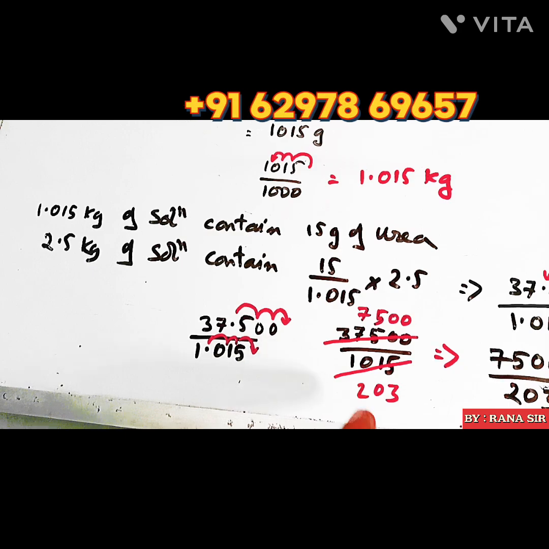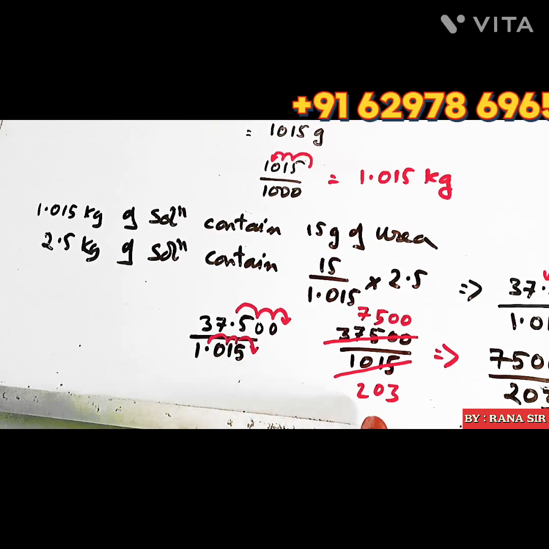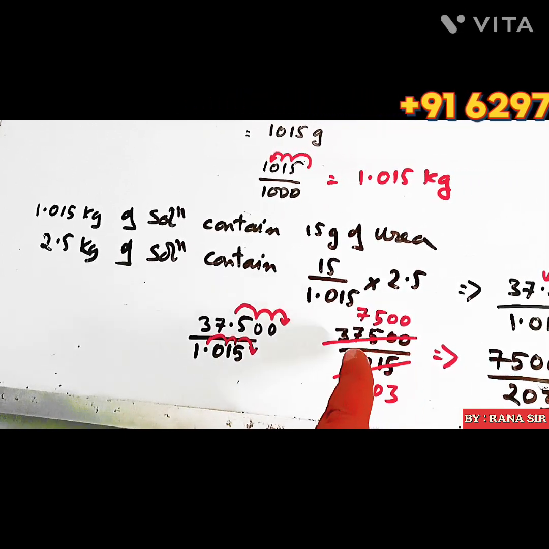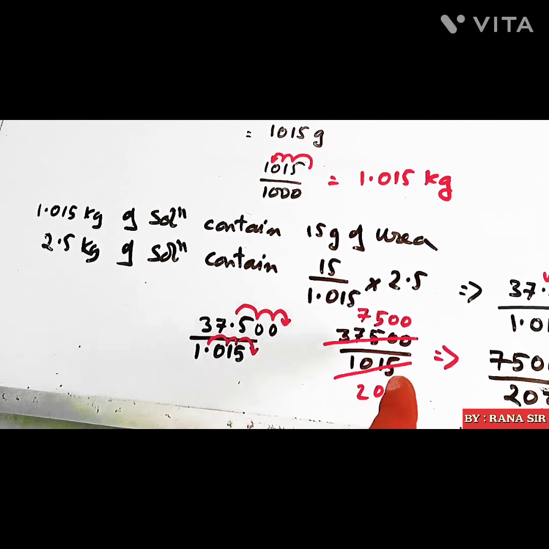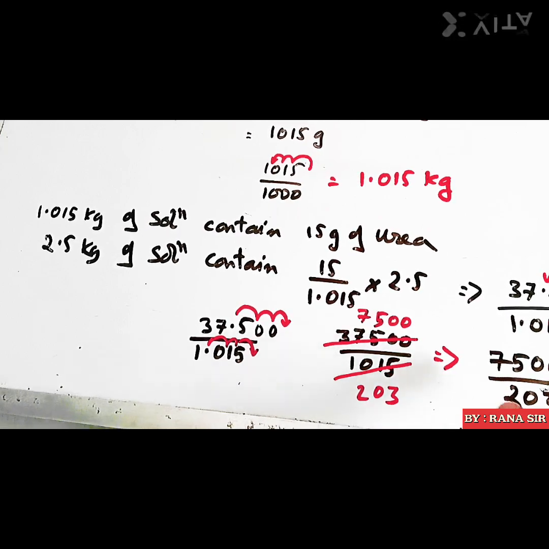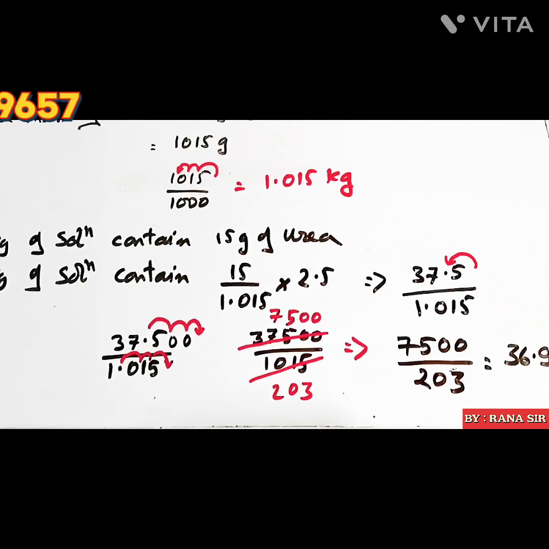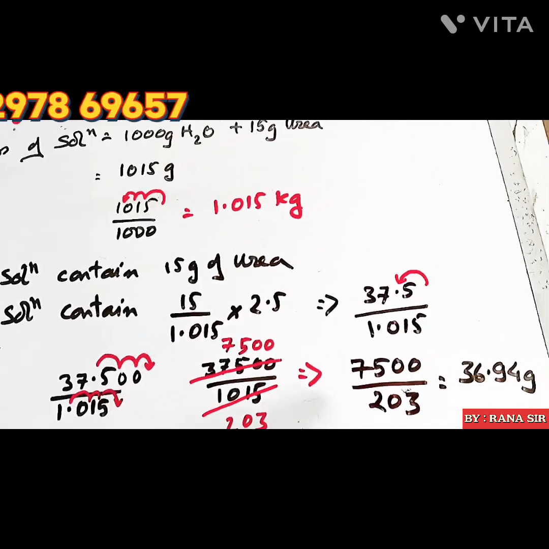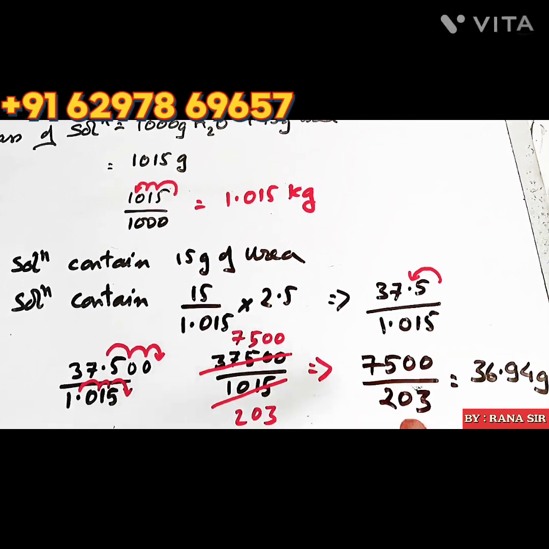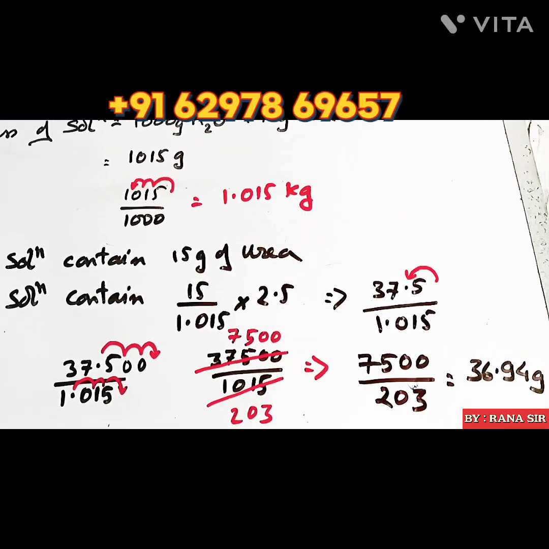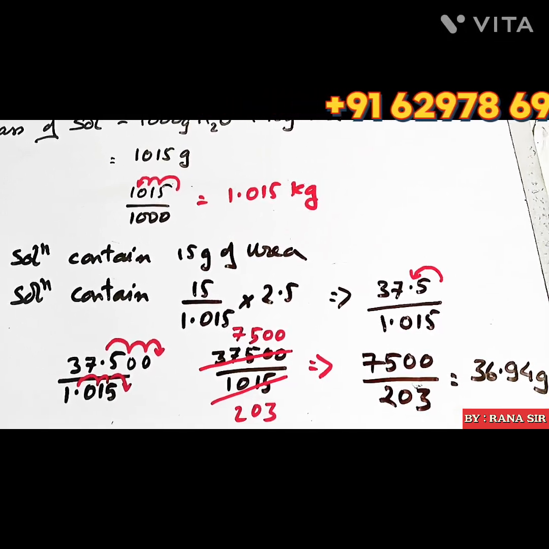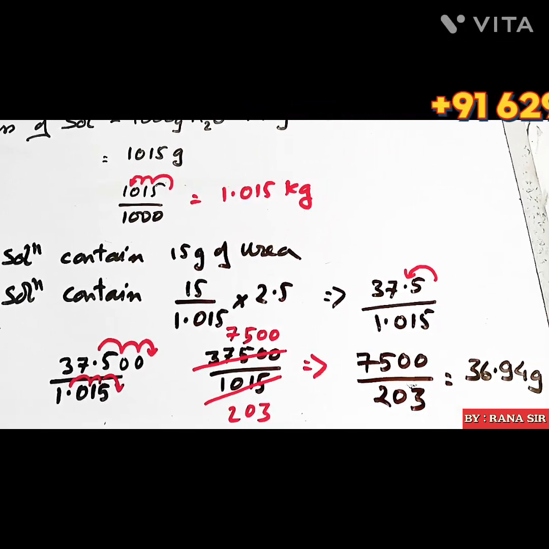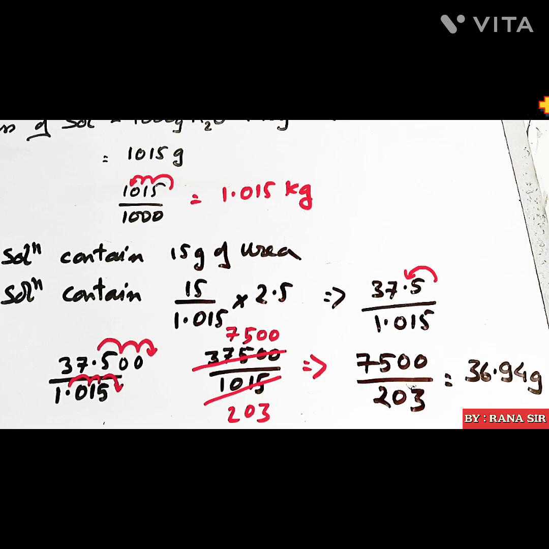I cut these numbers with 5. 5 goes in 10 twice, 5 is 15. So denominator is 203. Here 5 7s are 35. Balance 2, 25, 5 5s are 25, 0. So 7500 divided by 203. If you keep the answer in this form, you will get full marks, or you can divide and get 36.94 gram. What is this? This is the amount of urea present in 2.5 kilogram of aqueous solution.